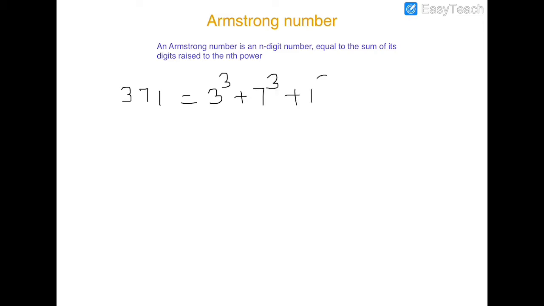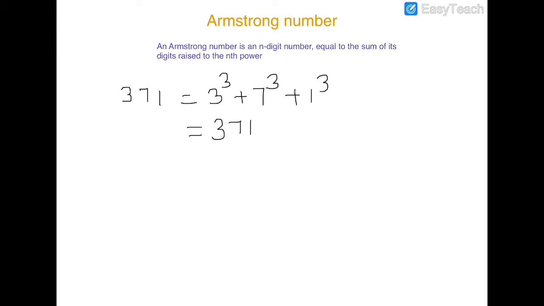Why am I doing cubes here? Because this number has 3 digits. That's why I am raising to the third power. That's why each of the digits will be cubed. So 3 cube plus 7 cube plus 1 cube. If you solve them and add, again you will get the same number 371.